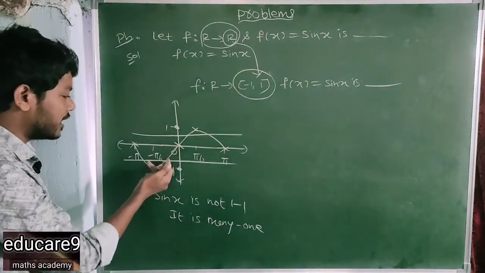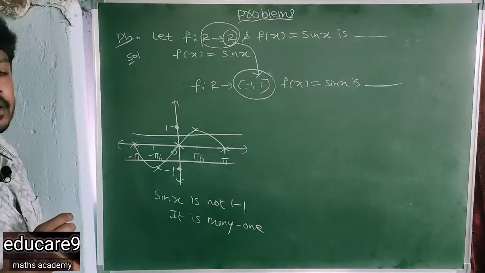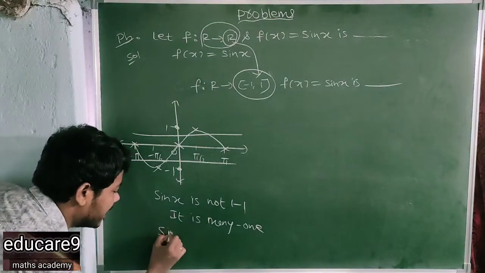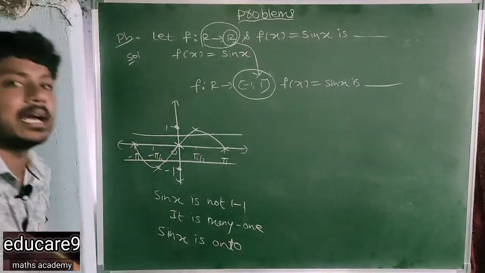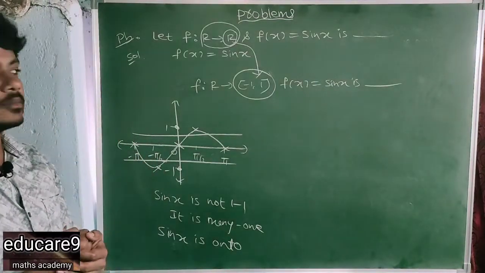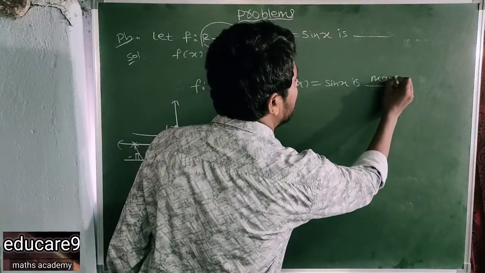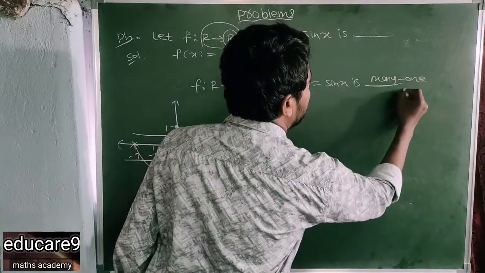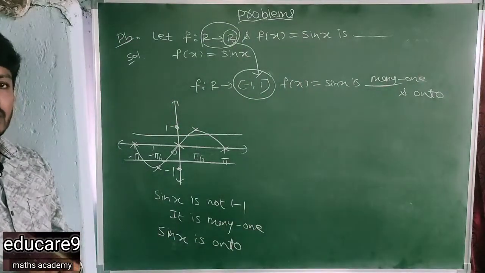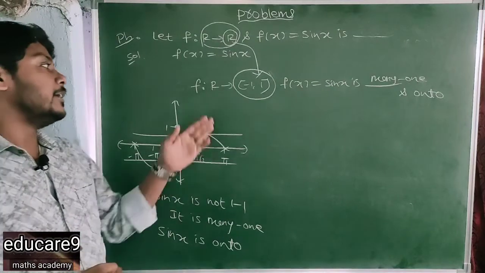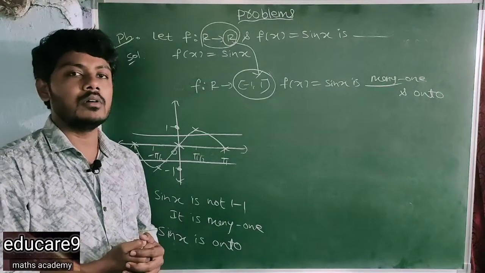Now clearly these horizontal lines touch the given graph at least at one point. In this case, sin x is what? Onto, but not into function. Therefore, sin x is many one and onto.